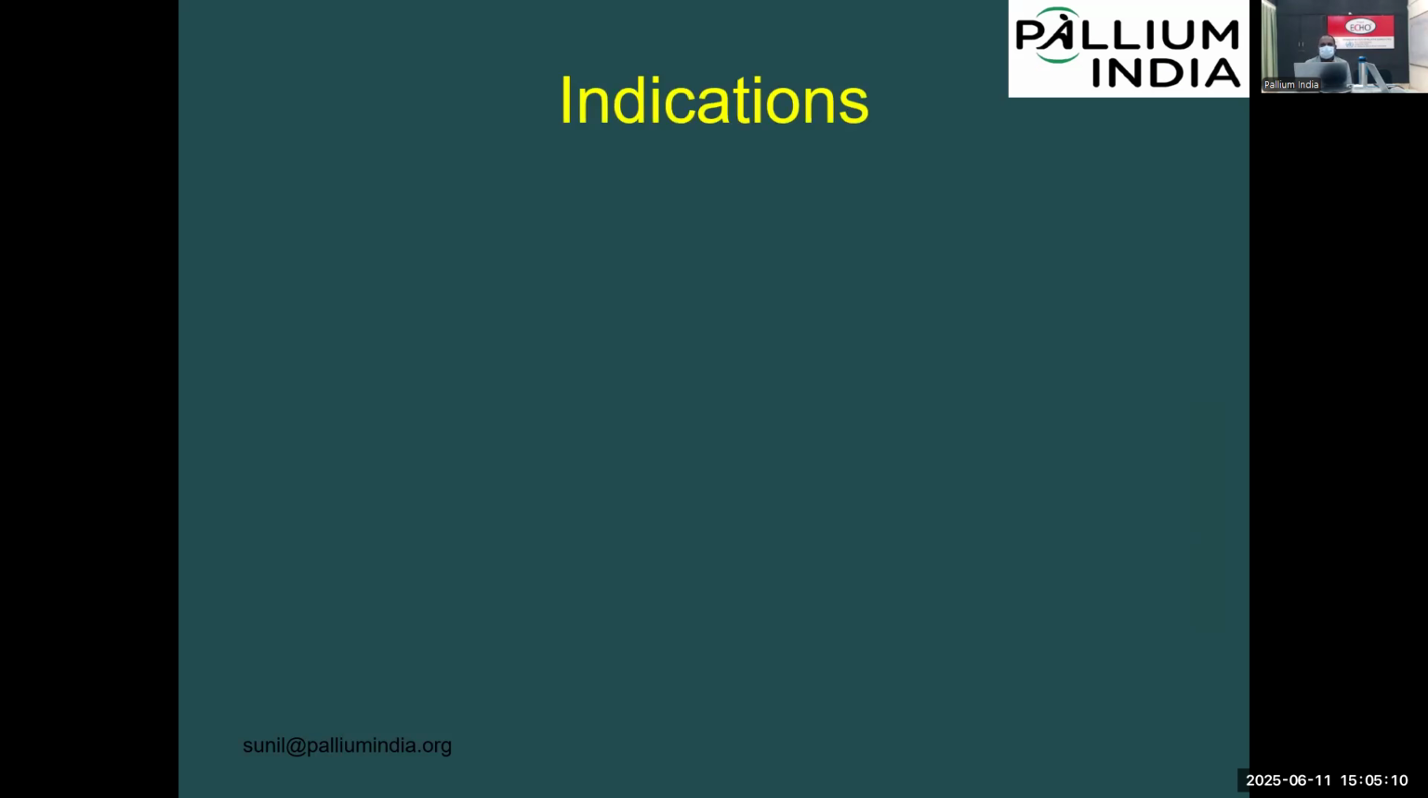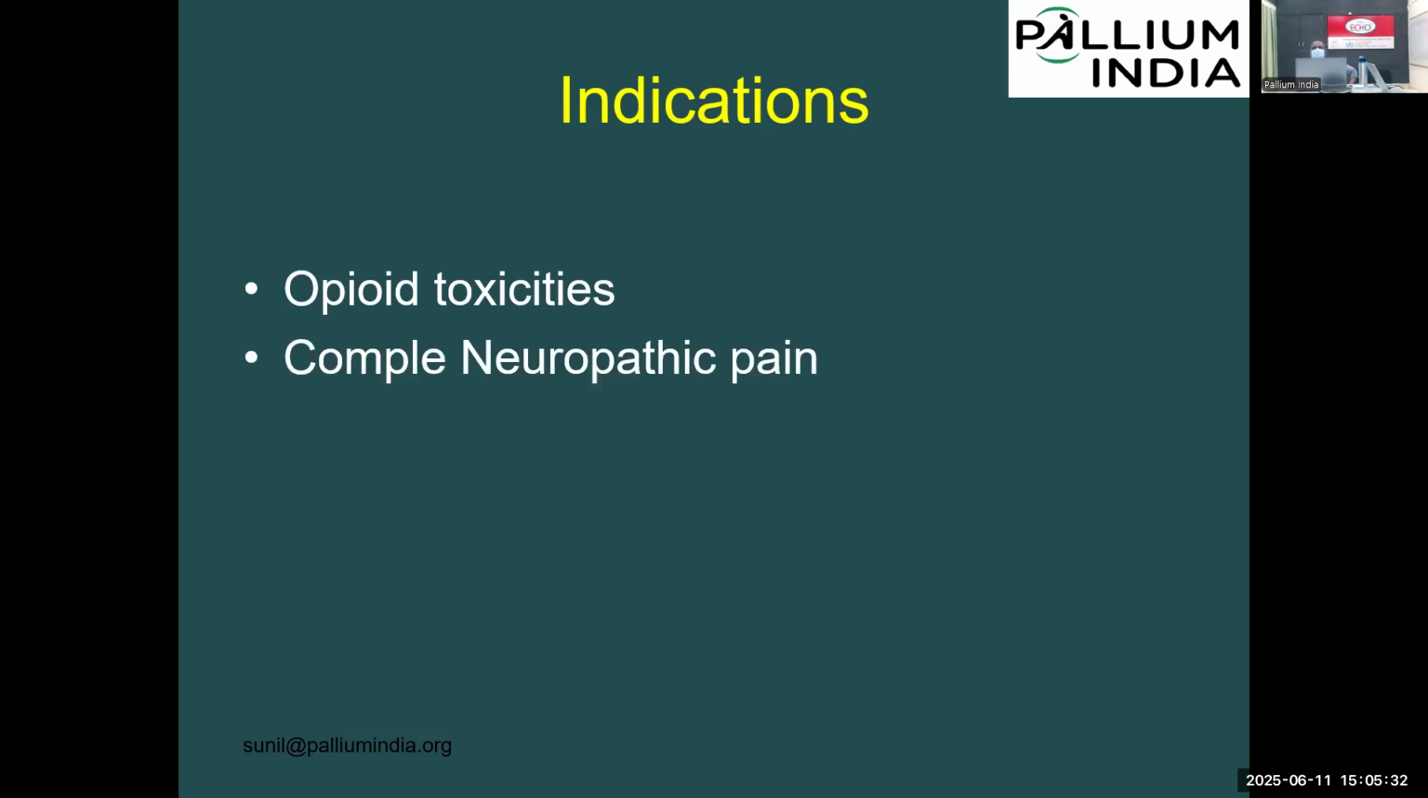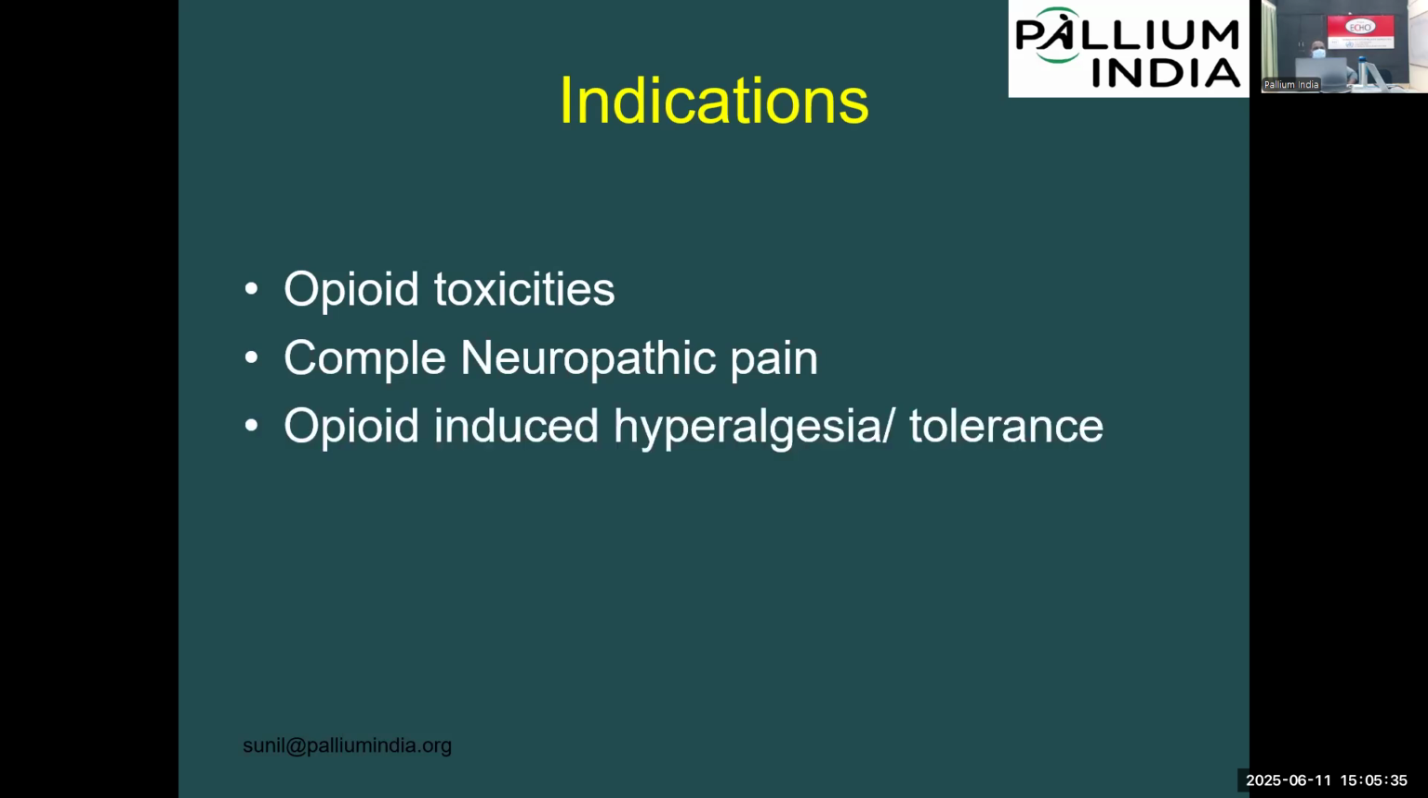So when would you use methadone? That's another important thing. If the patient has opioid toxicities, that means the patient is on morphine, fentanyl, tramadol, or any other opioid, and it produces toxic effects like delirium, myoclonus, extreme drowsiness, etc. Then if the patient has complex neuropathic pain, or opioid-induced hyperalgesia or tolerance. When you increase the dose of an opioid like morphine, you should get pain relief. But in some patients, instead of pain relief, they will have more pain. That is known as opioid-induced hyperalgesia. And some patients may develop tolerance to opioids.